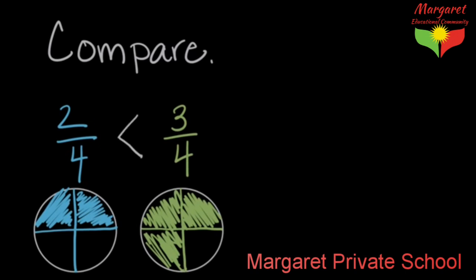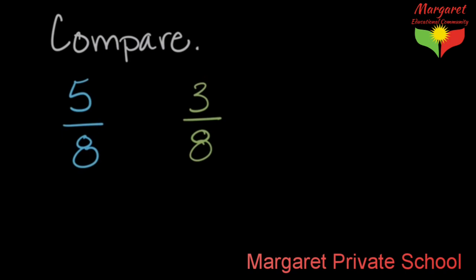And remember, this is the less than symbol because we always want this open, bigger side facing our larger number. And in this case, it's facing the second number. So we'll say 2/4 is less than 3/4. Each of these fourths is the same size, so 2 of them is less than 3 of the fourths.